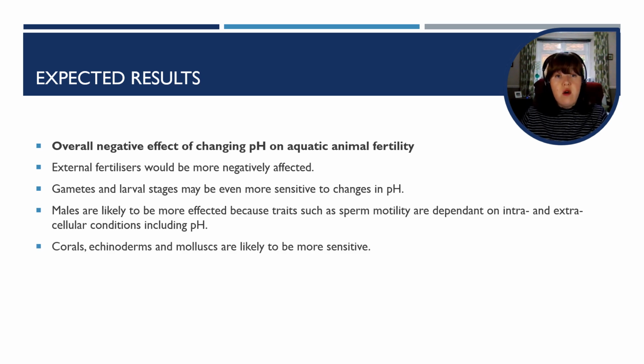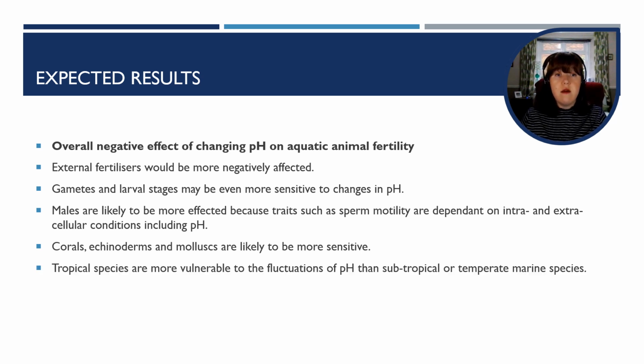As increased carbon dioxide and more acidic conditions decrease the availability of carbonate ions in the water, corals, echinoderms, and mollusks are likely to be more negatively affected, as they rely heavily on calcium carbonate for the construction of their shells and exoskeletons. Tropical species are predicted to be more susceptible to pH fluctuations than subtropical or temperate species. This is because tropical species are living in an environment at their upper temperature tolerance. Therefore, any additional stresses could have a greater impact.